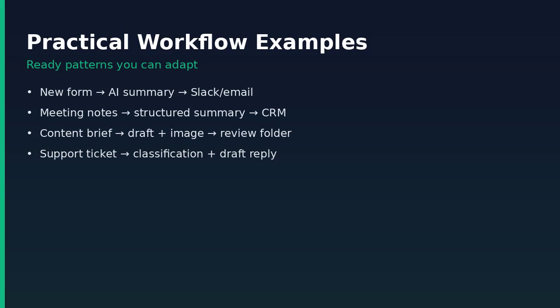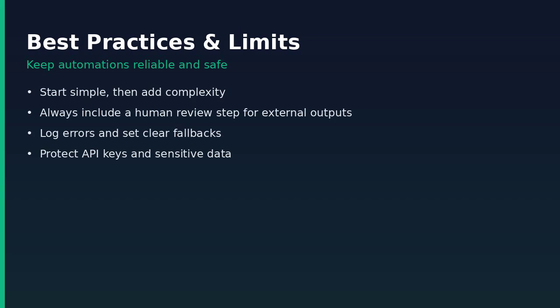When building these flows, keep prompts in a central, version-controlled place so improvements can be rolled out consistently. Use environment variables or the platform's secret storage for API keys. Set rate limits and error notifications so failures are visible quickly.